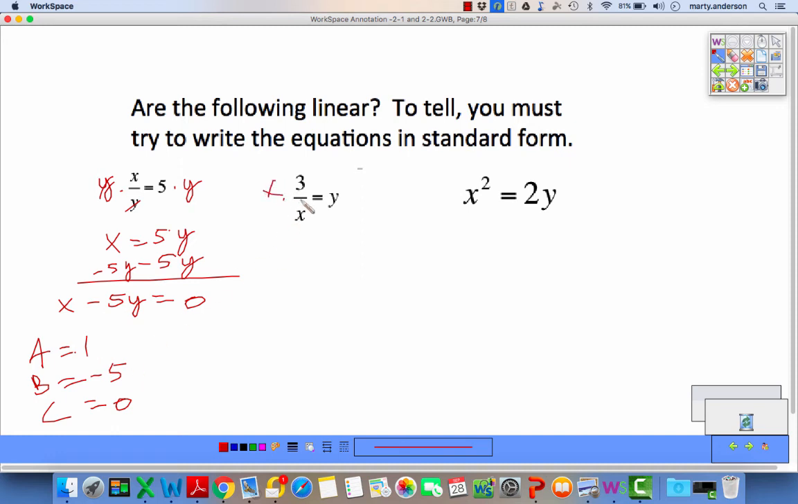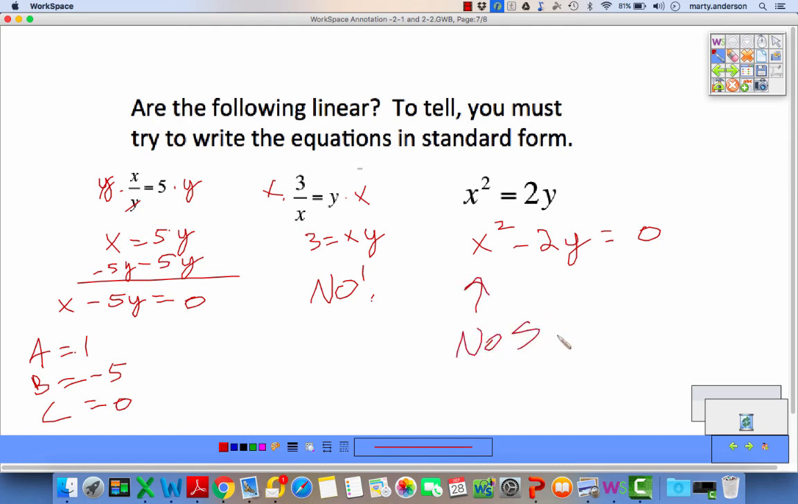The next one, multiply times x, 3 equals xy. Is this in standard form? Is it linear? No. There's no plus or minus in between the x and the y. We can't do it. And the last one, it has a squared term. X squared minus 2y equals 0. Linear equations do not have squares, or cubes, or any power other than to the power of 1.